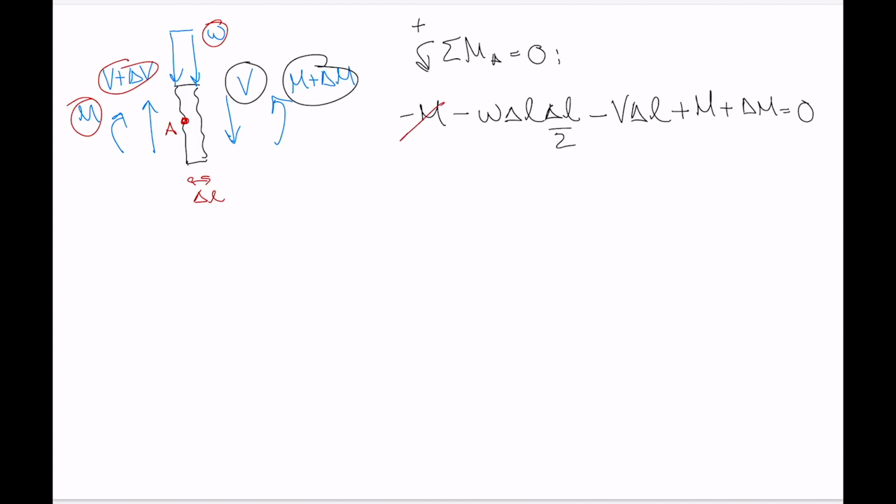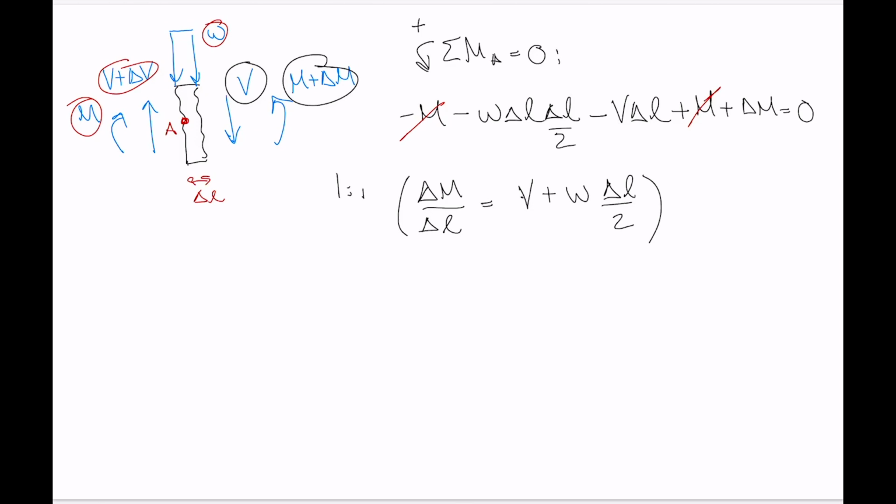Okay, we've got a negative M there and a positive M there, so we can get rid of those. Can we get rid of anything else? No, we can't get rid of anything else. So let's have our delta M over on this side, and we'll move the minus V delta L to the other side, and same for w delta L divided by 2, and then we'll divide through by delta L. So we've got delta M over delta L equals V plus w delta L divided by 2.